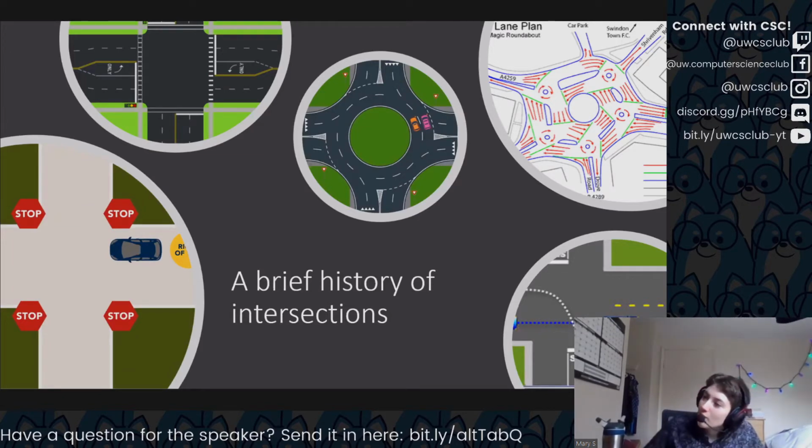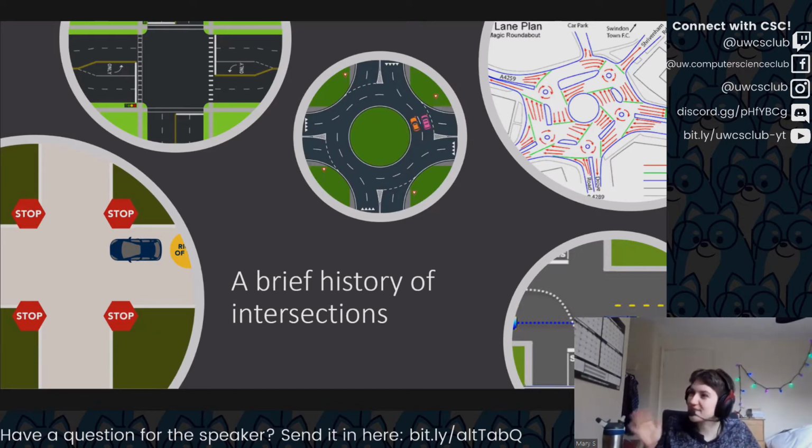Thankfully, in Canada, we don't have anything like the one on the top right, which is very famous, and I can't imagine actually driving on that roundabout. Also note, because it's in England, everything's backwards. But some of the other things are definitely more common depending on the type of road.